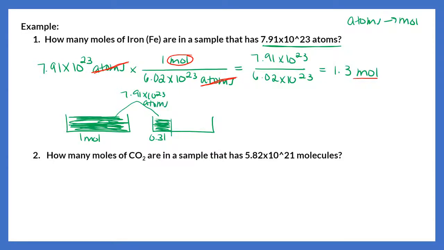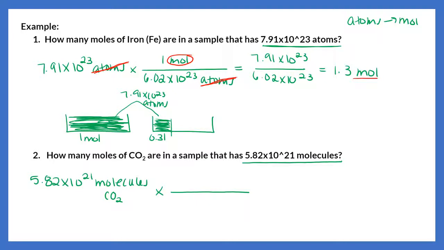Okay, how many moles of CO2 are in a sample that has 5.82 times 10 to the 21 molecules? So we're always going to start with what I know. I know that I have 5.82 times 10 to the 21 molecules of CO2. Now I'm going to divide by how many atoms or molecules or things that are in my mole.